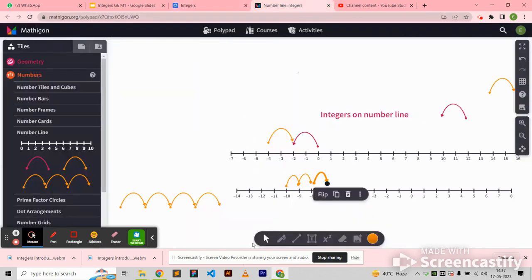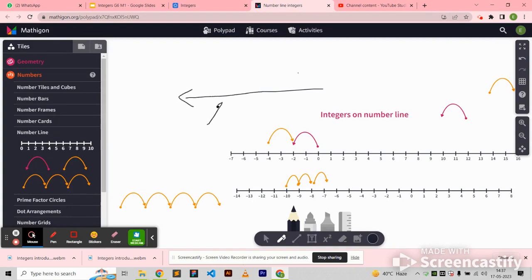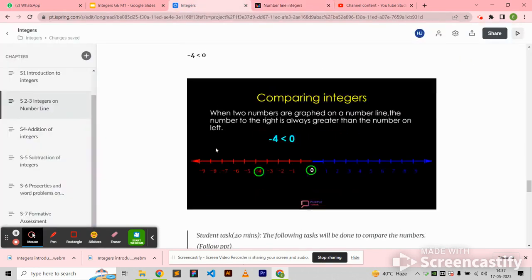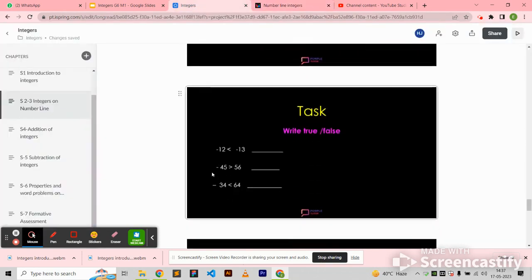So you can tell over here, annotating with the child. So if we are moving towards left, the number becomes smaller and smaller and smaller. Okay, going towards right, the number becomes bigger or greater. Like this, you have to go forward. So this is how we are going to define integers on the number line, entire second and third chapter.